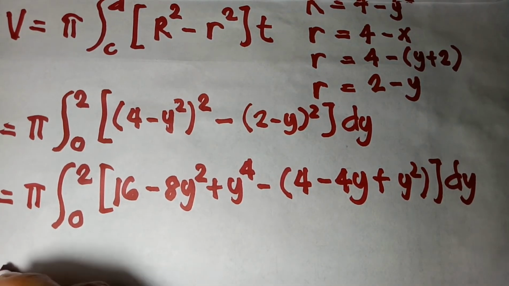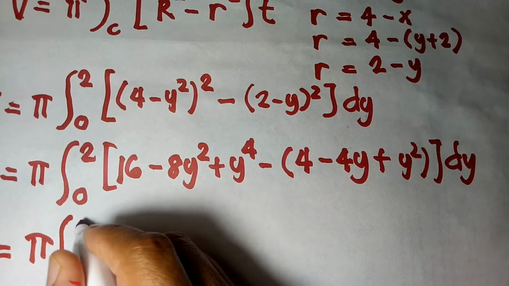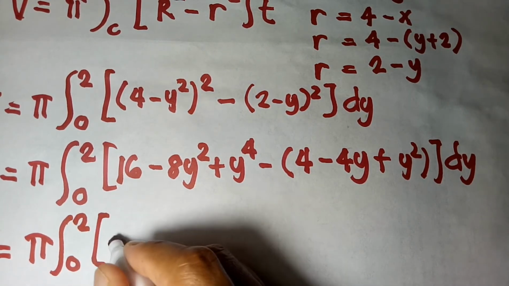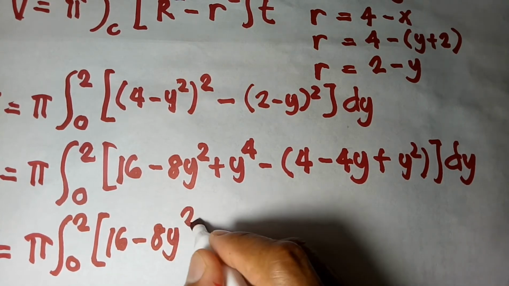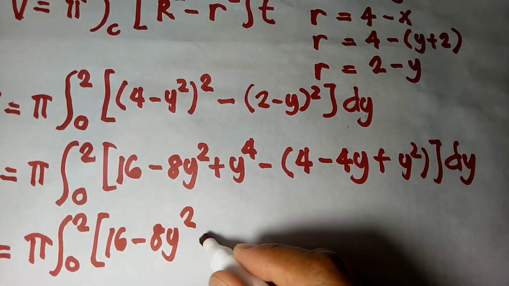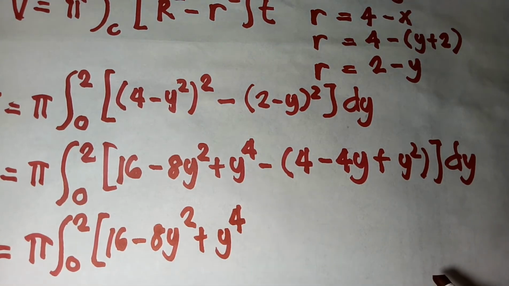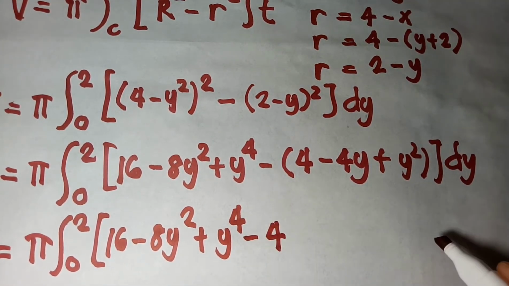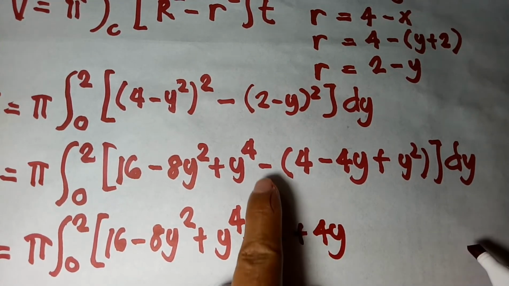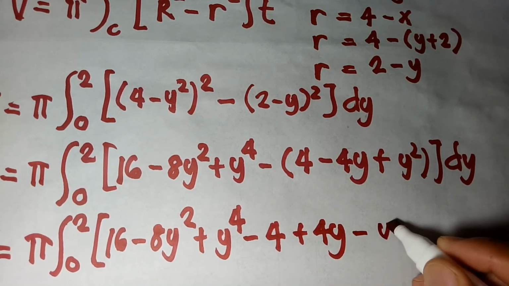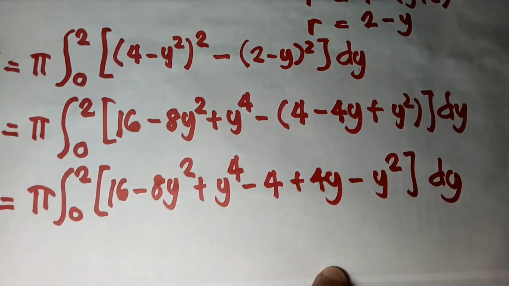Carry on, let us remove the parenthesis here. So I will have pi and then integral from 0 to 2. And then meron tayong 16 minus 8y squared and then plus y to the 4th. And then minus 4, and then plus 4y, and then minus y squared, and then times dy. Let us combine similar terms.